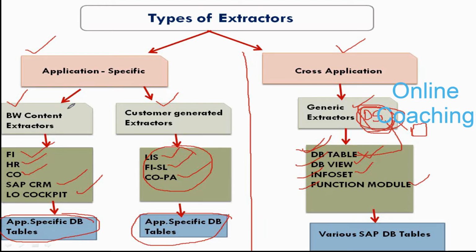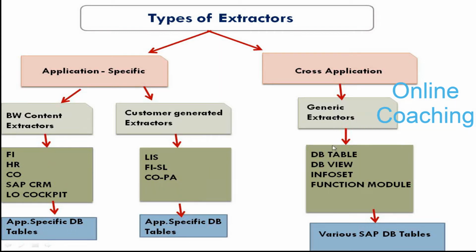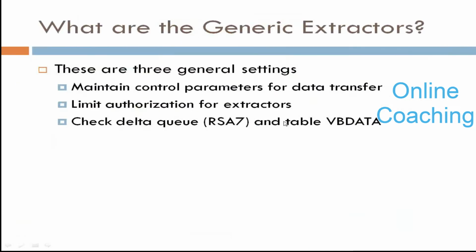That is called BW content extractors. And coming to generic extractors, we need to create the data source from scratch. That is the major difference between business content data sources and generic data sources.